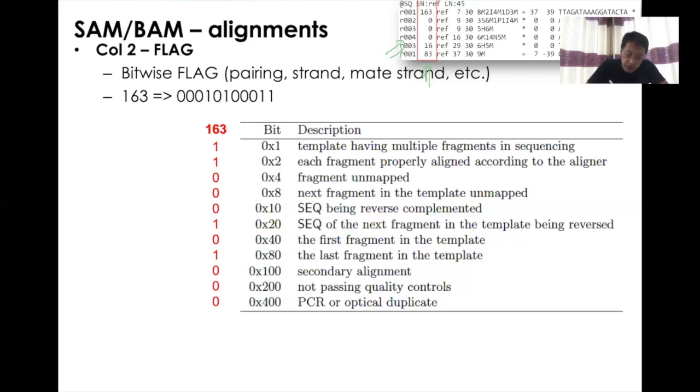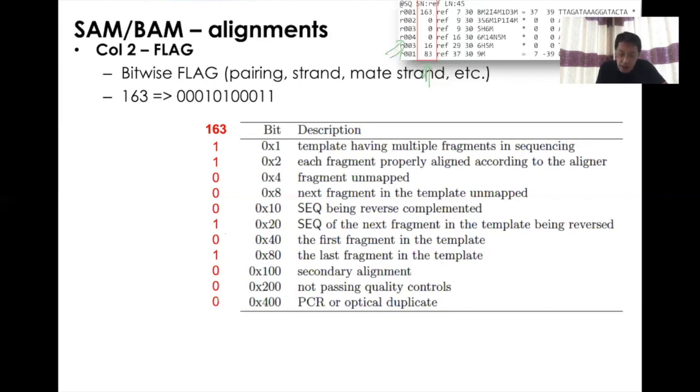line up this number, 000101000011. So this is exactly the number 163. Remember, this is representing read number 1. So what this really means, now we have this table to check the meaning.